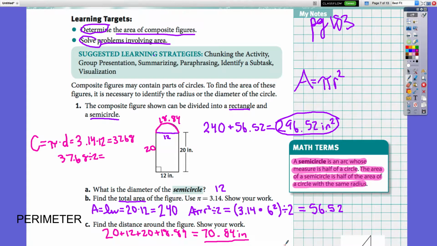Again, take a moment, pause this video if you need a moment to either collect your thoughts or write down what's going on in the problem, and we will continue below.